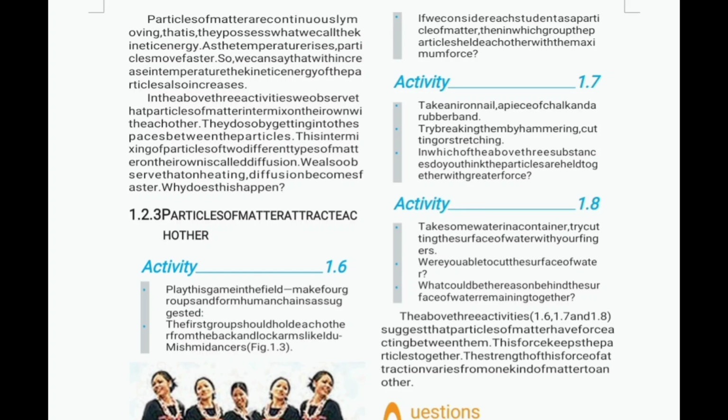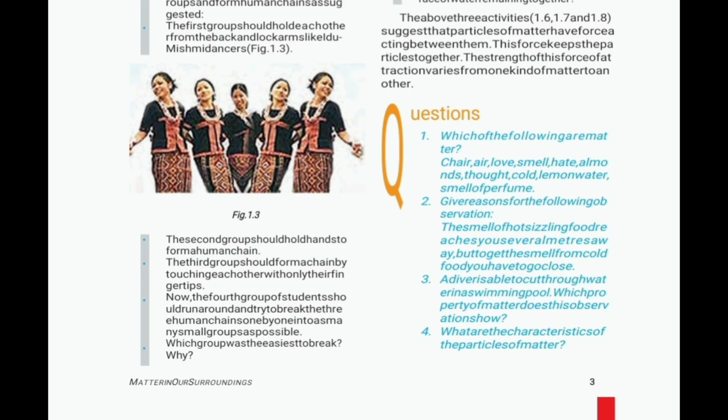Activity 1.6. Form groups and make human chains as suggested. The first group should hold each other from the back and lock arms like Idu Mishmi dancers, Figure 1.3. The second group should hold hands to form a human chain. The third group should form a chain by touching each other with only their fingertips.